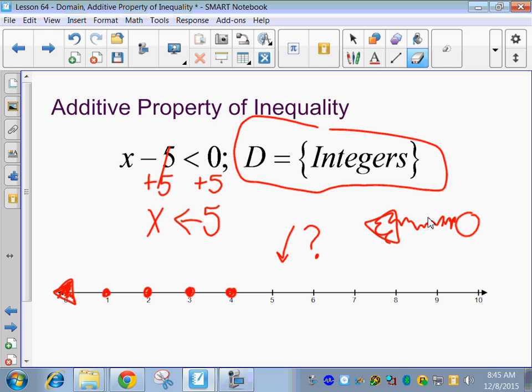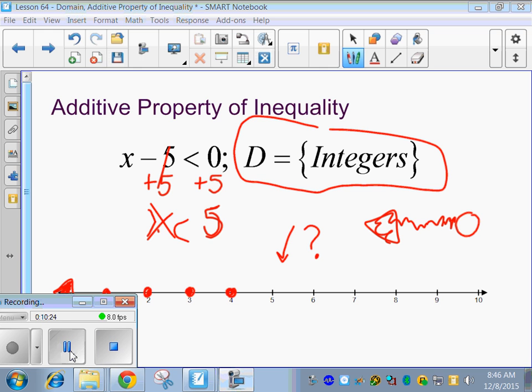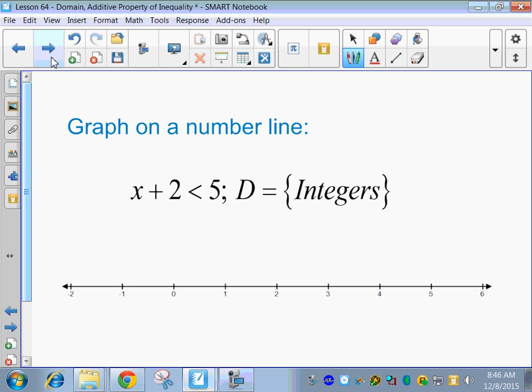This is everything that is less than 5. Integers that are less than 5. That looks really good. All right, Leah. I'll probably count off a point, yeah. Try not to do that open circle. It's tempting, I know, I do it too.